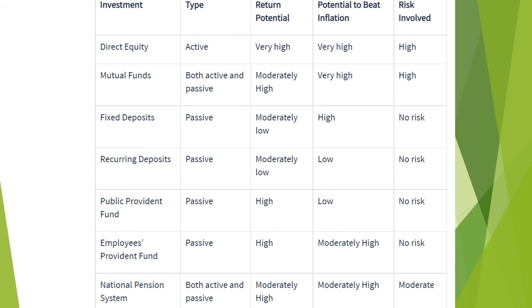So there is a positive relationship between return and risk. If the return is high, of course the risk is also high. If the return is low, the risk is also low. With mutual funds, many schemes are available. Some of the schemes are passive, similar to a fixed deposit, but the interest rate is minimal, like you will get only 10%.